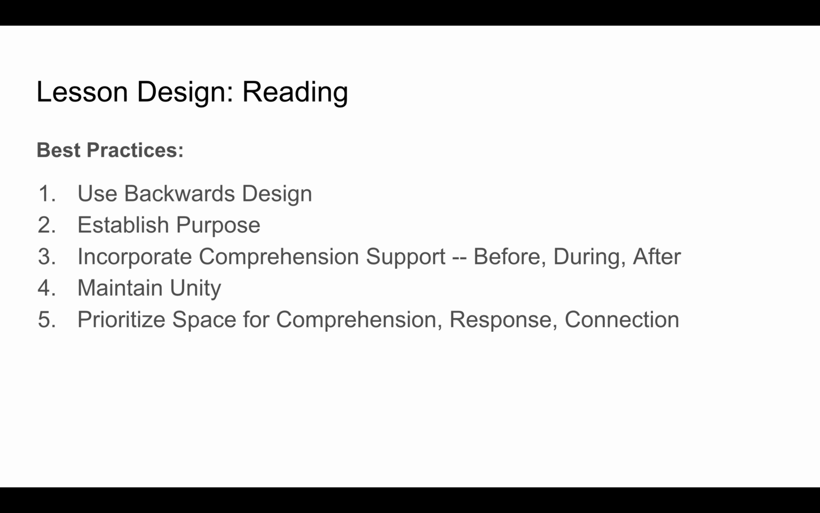Number 3, we always want to incorporate intentional comprehension support before, during, and after. Number 4, we want to maintain unity as much as possible. This is difficult in a reading lesson plan because there are tons of things to talk about. We always talk about the characters and why they did what they did. We always talk about the theme and the message. But the main activities and strategies you choose should all be related to the objectives and goals that you have. If your main goal is about a theme, you want your pre-reading to somehow be related to theme, ideally. You want your during reading to be something that will help students figure out the theme.